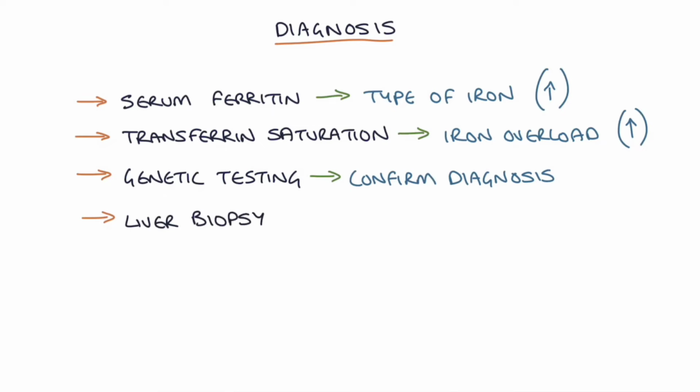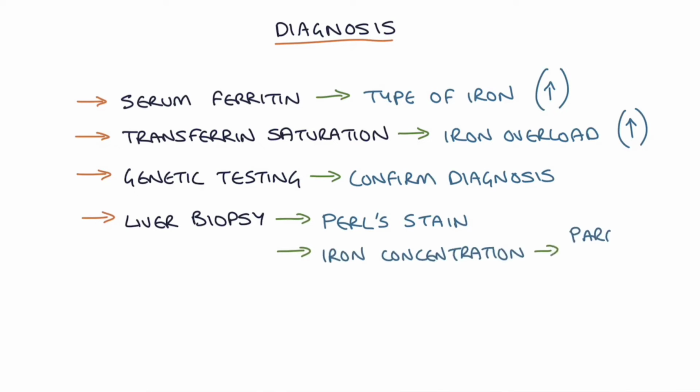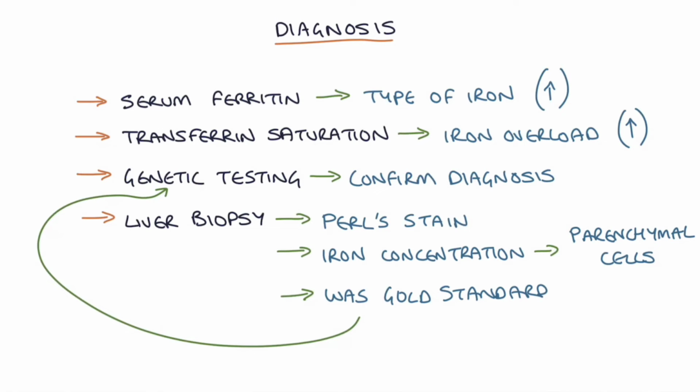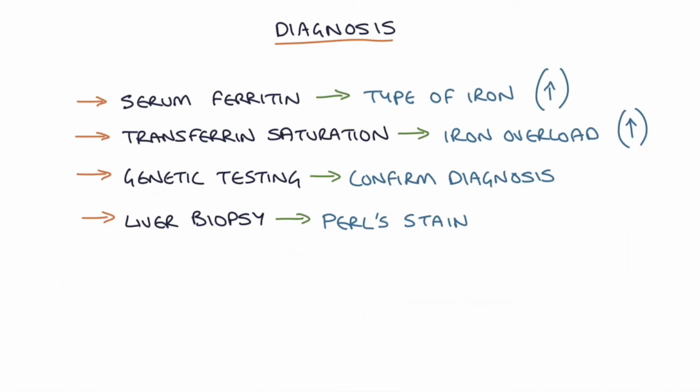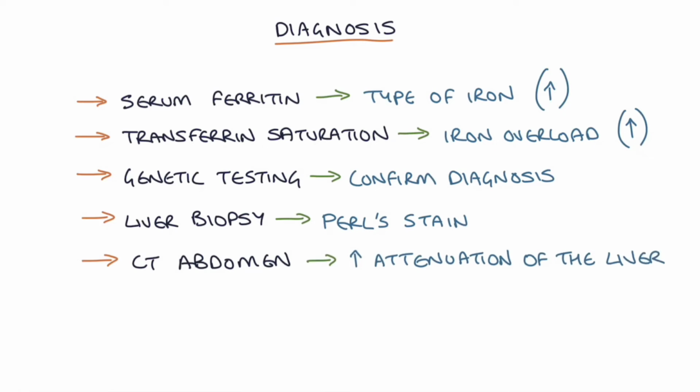We used to perform a liver biopsy and we did something called a Pearl stain, and that can be used to establish the iron concentration in the parenchymal cells of the liver, and this used to be the gold standard investigation for diagnosing haemochromatosis. But since we have genetic testing, we don't use this method anymore, but it might come up in your exams. A CT scan of the abdomen can also be used to show non-specific increased attenuation of the liver that might suggest iron overload in the liver tissue.